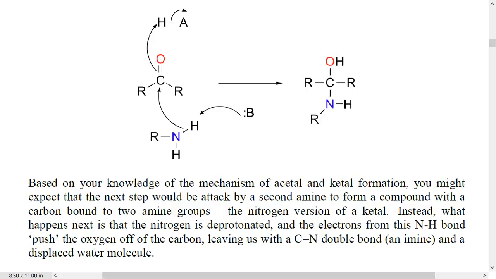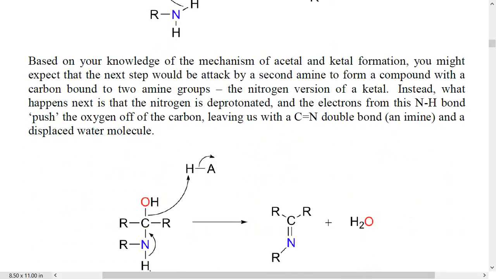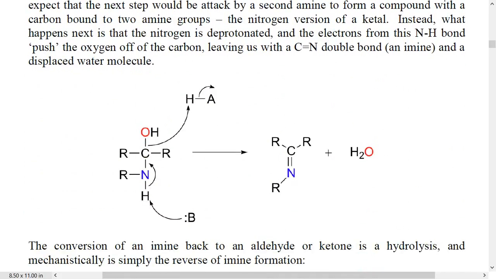That's what can happen: the nitrogen is deprotonated. It will remove another proton, and the electrons from the N-H bond push the oxygen off the carbon. This oxygen will be pushed off the carbon, leaving a C=N double bond here. This is an imine or Schiff base, displacing the water. There will be water here, the same thing which we can see here.